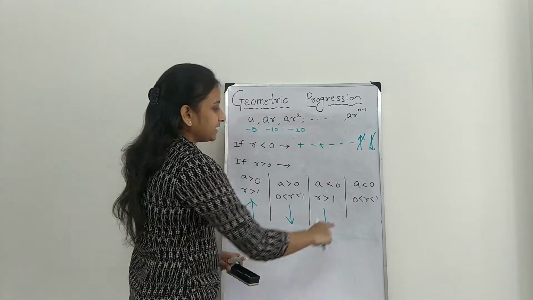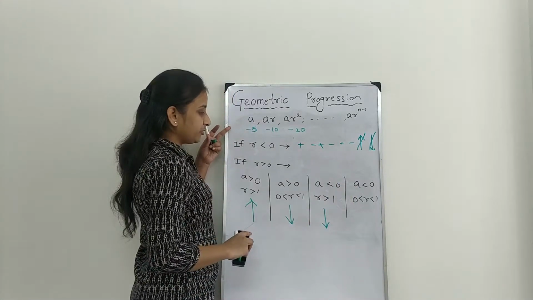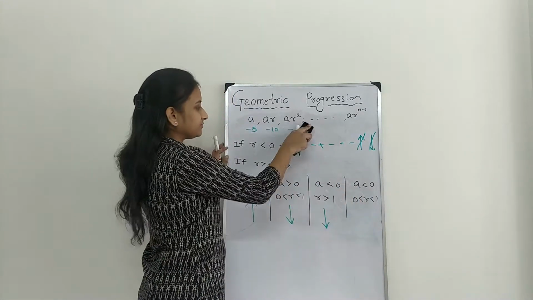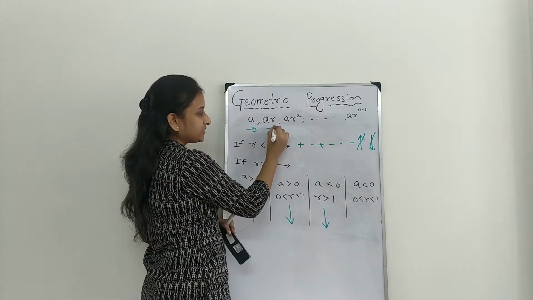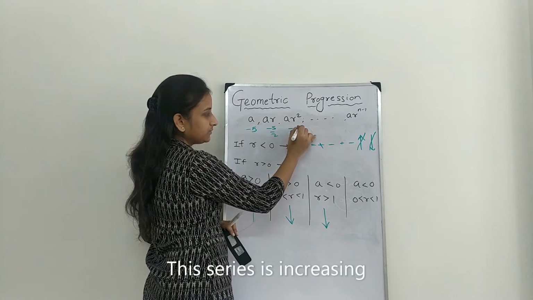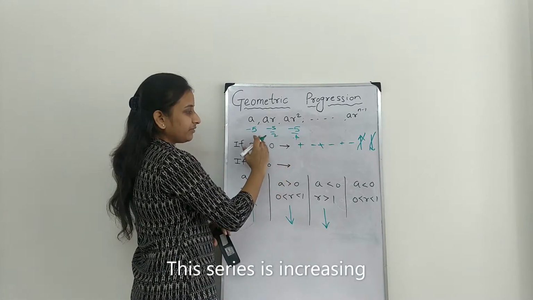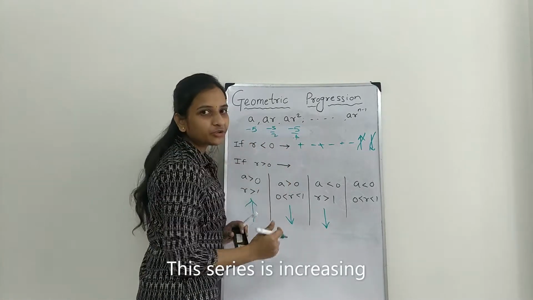And if A is less than 0, A is negative, and R is less than 1, let's say R is 1 by 2. So the next term will be minus 5 by 2. So the next is minus 5 by 4. The value is decreasing, but it's in the negative.